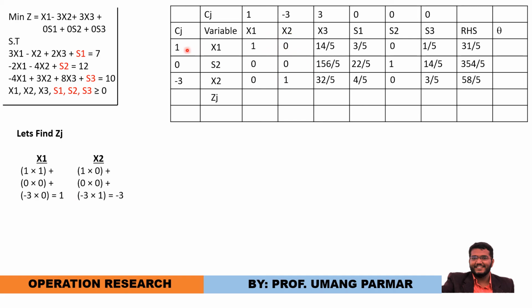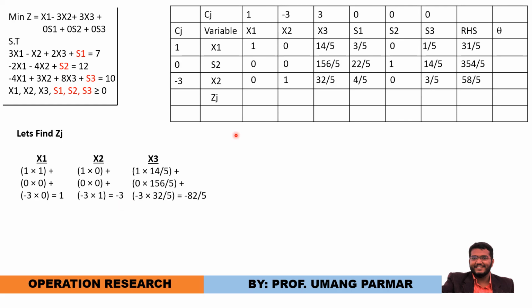So here you can see that 1 is multiplied by 0. So here it is mentioned 1 is multiplied by 0 plus 0 is multiplied by 0. So this is 0 multiplied by 0 plus this minus 3 is multiplied by 1. So minus 3 is multiplied by 1. We got the answer minus 3.